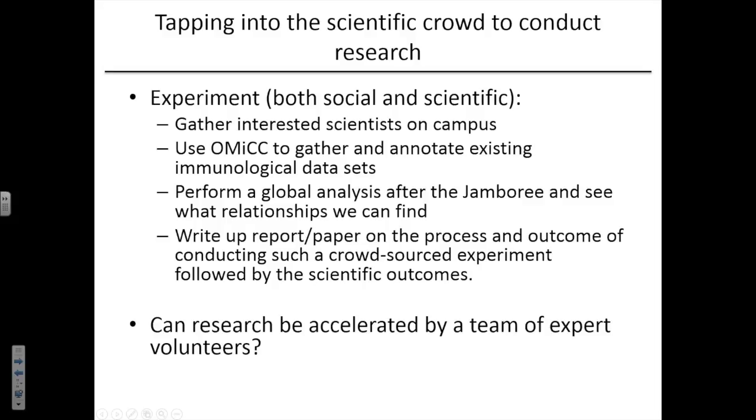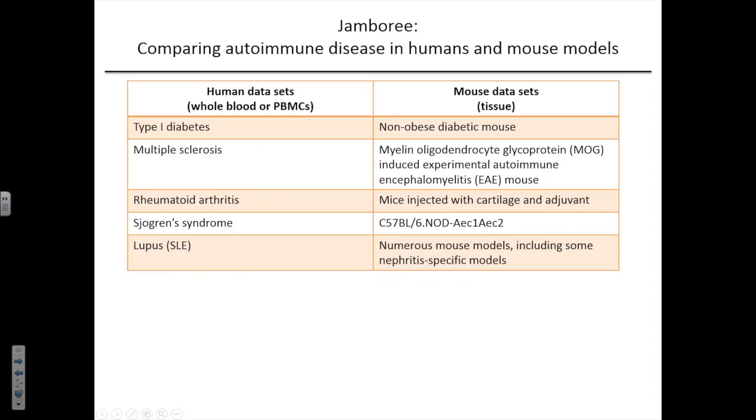So that is what I said already: can research be accelerated by a team of expert volunteers? These are actually experts. The question we pose is relatively straightforward. We ask a set of teams to look into human data sets, mostly whole blood or PBMC, across 5 different autoimmune diseases. And we ask another set of teams to look at mouse data sets, mostly from tissues, which are the matching mouse models for the human diseases.